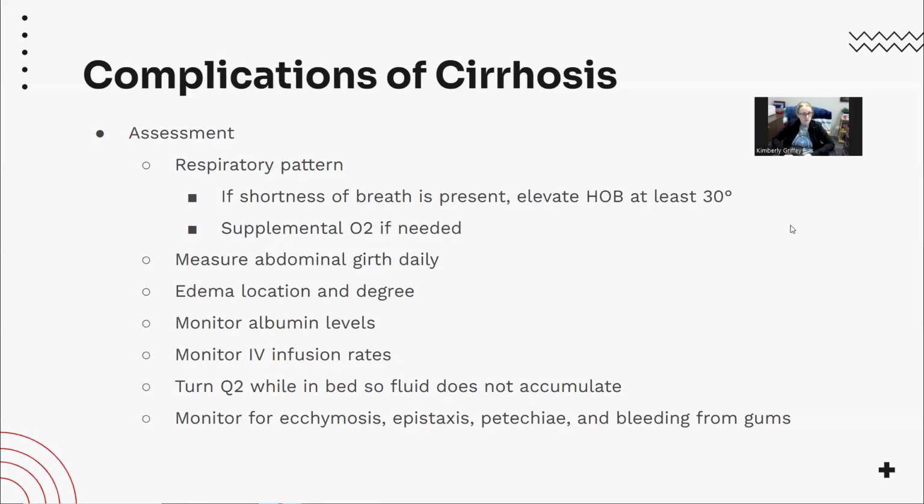So something that is super easy for you guys to do is if they're having difficulty breathing, they're short of breath, raise their head of bed. Super easy, right? And then you want to monitor their edema location and to what degree do they have edema. Monitor their albumin levels, infusion rates, turn every 2 hours while in bed so they don't accumulate excess fluid or develop edema. You're going to monitor for bruising, nosebleeds, petechiae, and bleeding from the gums.